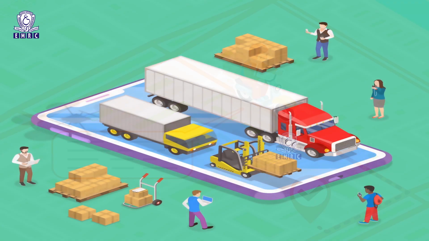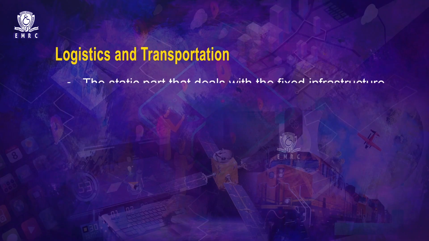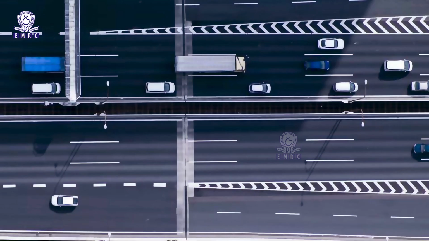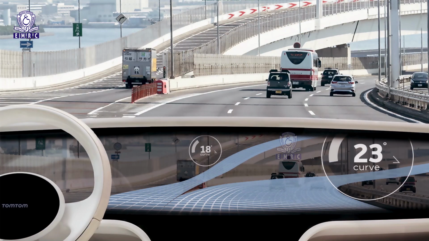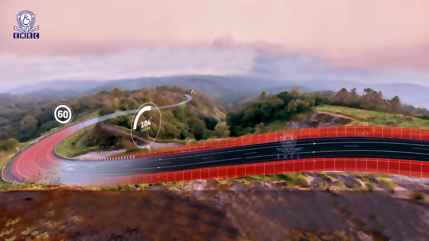The field of logistics addresses the shipping and transportation of goods. Each of these applications has two parts: the static part that deals with the fixed infrastructure, and the dynamic part that deals with the vehicles, goods, and people that move on the static part. Of course, not even a highway network is truly static, since highways are often rebuilt, new highways are added, and highways are even sometimes moved. But the minute-to-minute time scale of vehicle movement is sharply different from the year-to-year changes in the infrastructure.